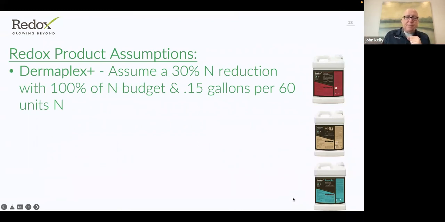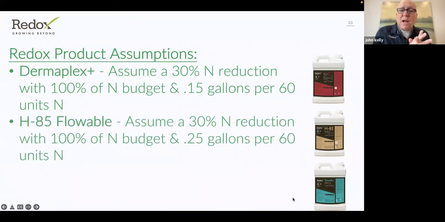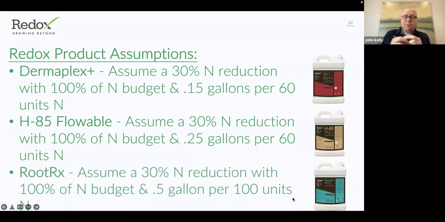And the best results are going to be application of this with your nitrogen or at the same time as you're applying your nitrogen. The second product, H85, again, you can assume a 30% reduction, again, at that 100% nitrogen budget with a quart for every 60 units of N. And the third is Redox. You can look for a 30% reduction at that 100% nitrogen budget, with a half gallon per 100 units. Now, you might ask, well, which of these to use? Well, first, speaking to a Redox agronomist will help you determine, but I will say the very most common is to use a little of all three. That's the most common approach.